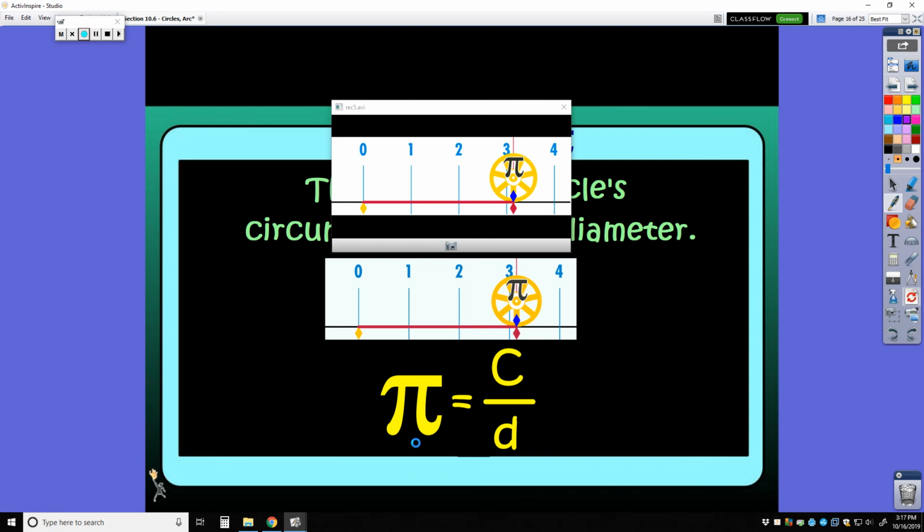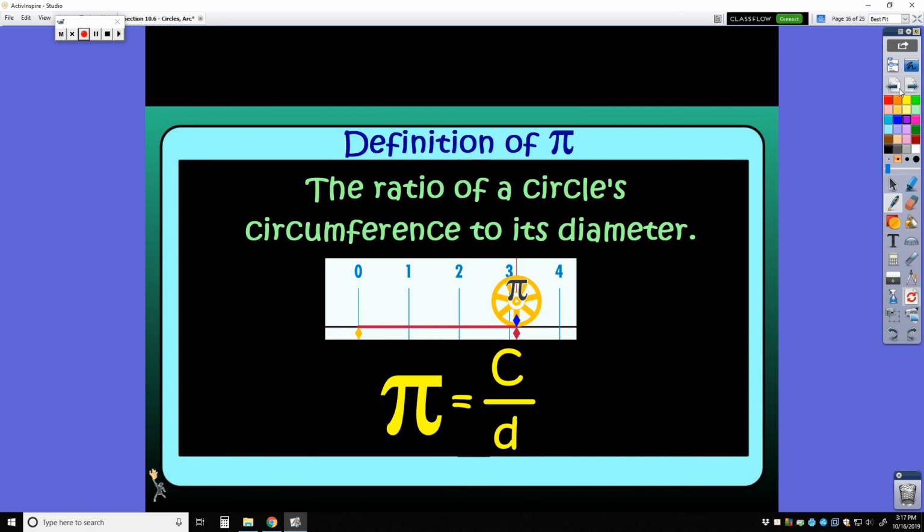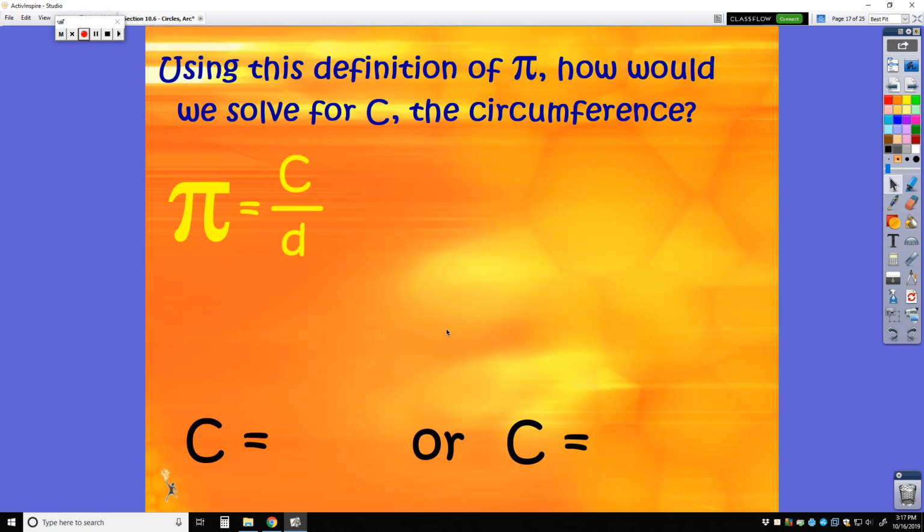So we're going to take this definition of pi, that pi is equal to the circumference divided by the diameter, and we're going to come up with a formula for the circumference. So we're just going to rewrite this. If I want to solve for the circumference, I need to get rid of this divided by the diameter. So let's multiply both sides by the diameter. It cancels out down here. And so the circumference is equal to pi times the diameter.